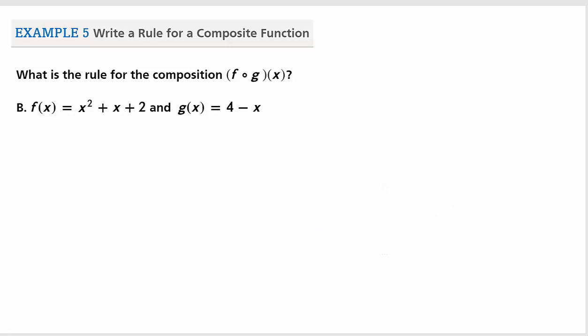Example 5. What is the rule for the composition of f of g of x? So we are putting g inside of f. Before we do that, let's look at the domains. The domain of this linear is all real numbers, and the domain of the quadratic is also all real numbers, but we only really need to focus on that inside domain.